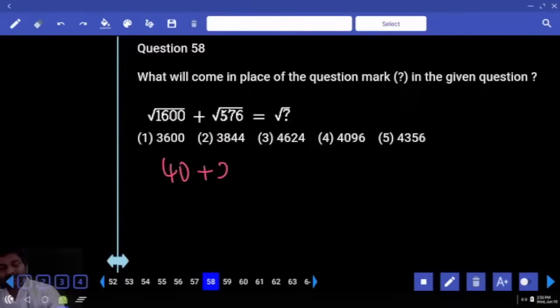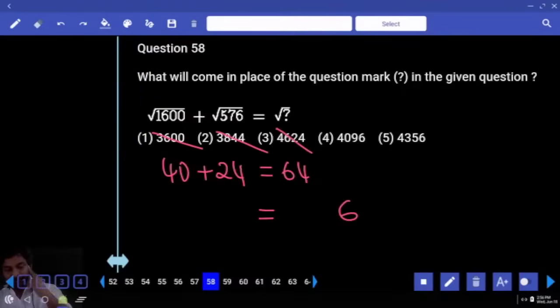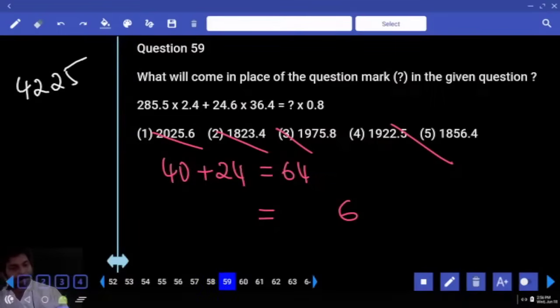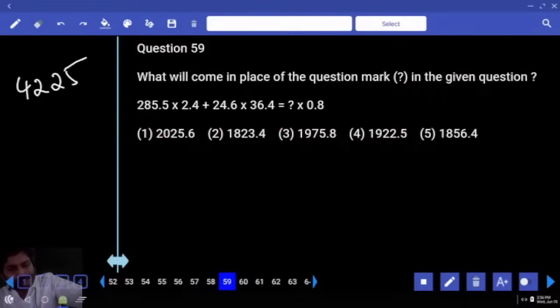40, 24, 64. Come on. Answer ends with 6. How many options are there? What is 65 square? 6 into 7, 42, 25. That's it, right? But we need 64 square. Yes. It should be less than that. Fifth, eliminate. Got it? Four, three, 8, the answer is done.